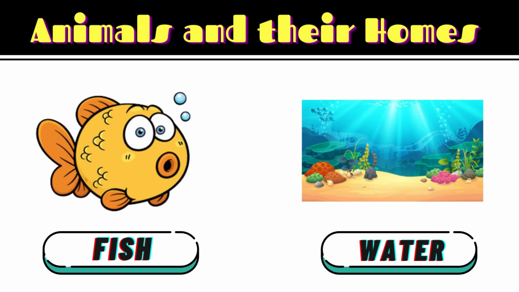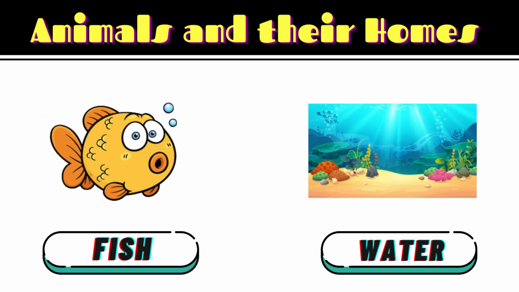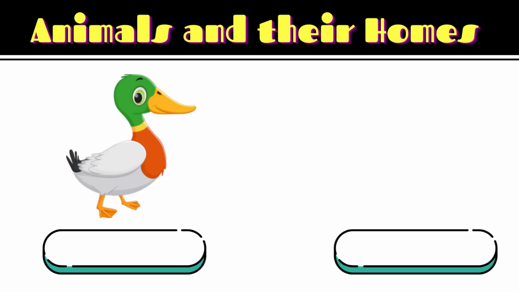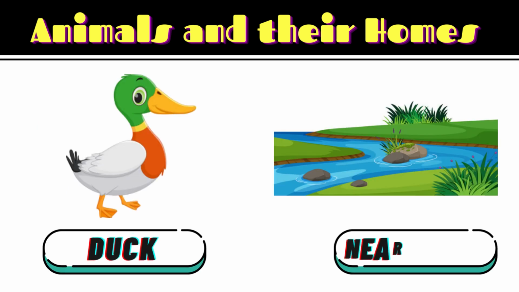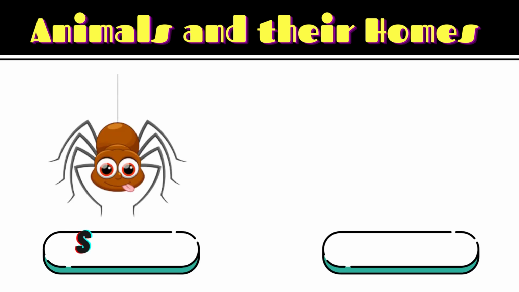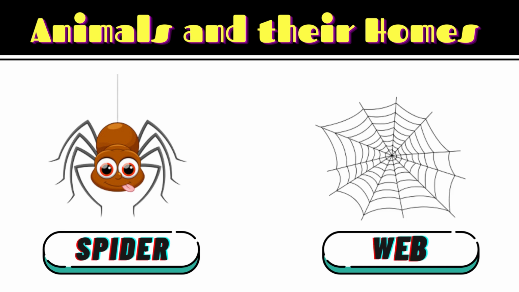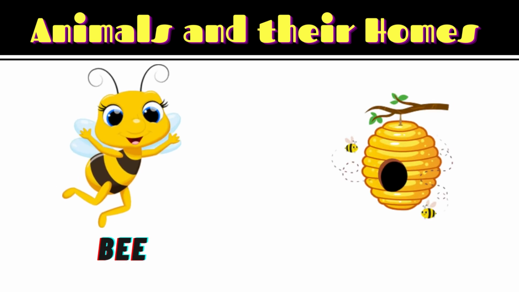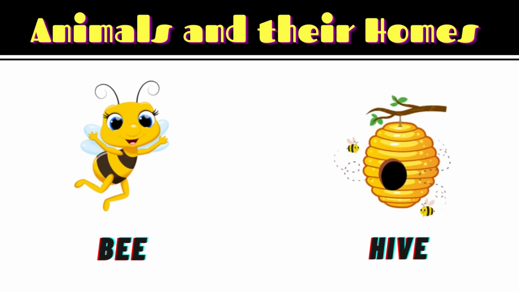Fish. Fish lives in water. Duck. Ducks live near water, ponds, rivers, or lakes. Spider. Spider lives in a web. Bee. Bee lives in a beehive.